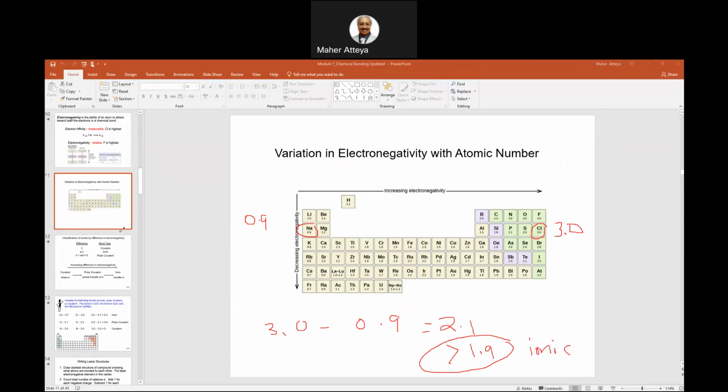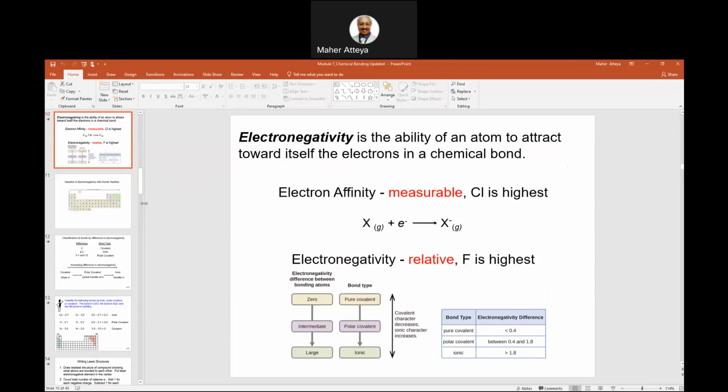So from there, you can look back at this one here. You have to correct this one. This one has to be 1.9. I don't know where the other value came from, but it's not 0.8, it's 1.9. If it is greater than 1.9, then it is ionic. So from this table, we can determine with the help of electronegativity if the compound is covalent polar, non-polar, or ionic.